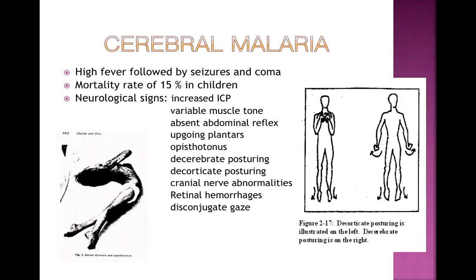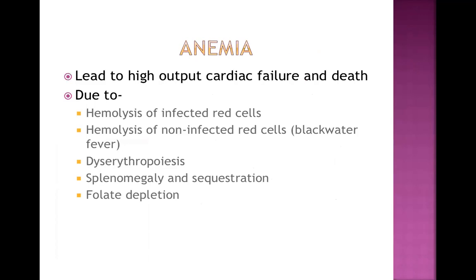Now, one point I would like to highlight here: even if this child or patient survives, they may have many neurological sequelae later on. Some of them may have persistent neurological sequelae even after the treatment of the disease. So cerebral malaria is considered a very important complication of falciparum malaria. Now, the second important complication is severe anemia.